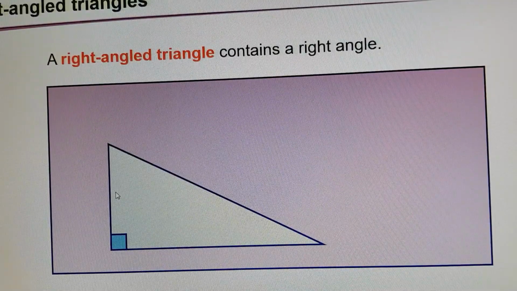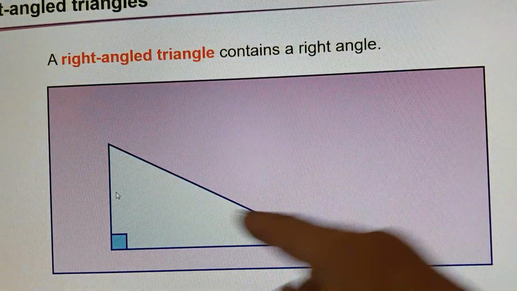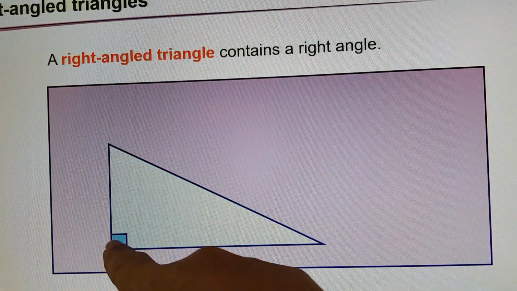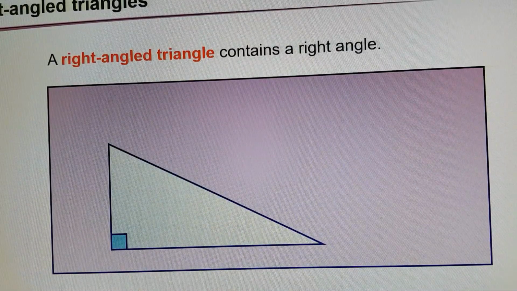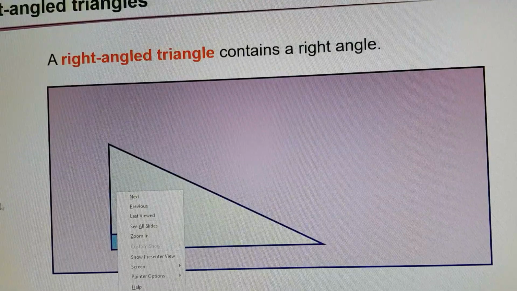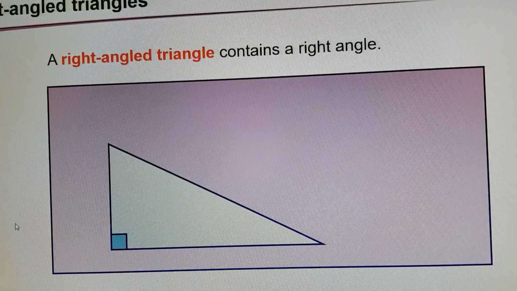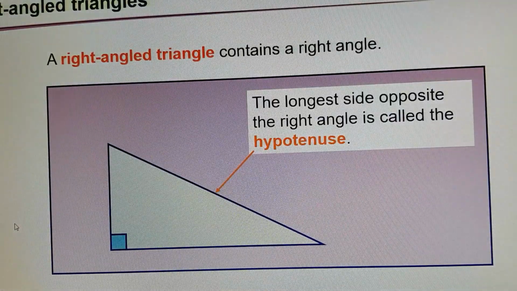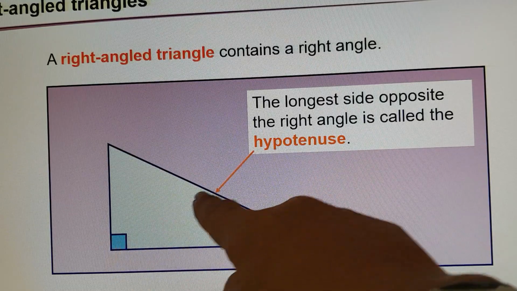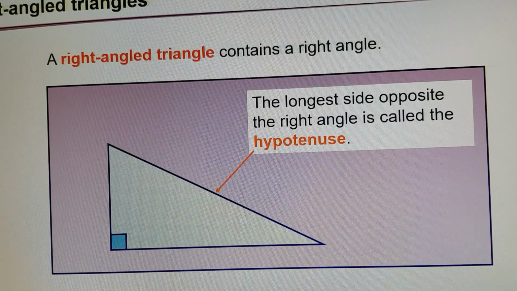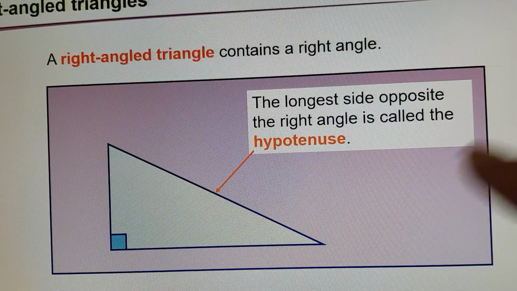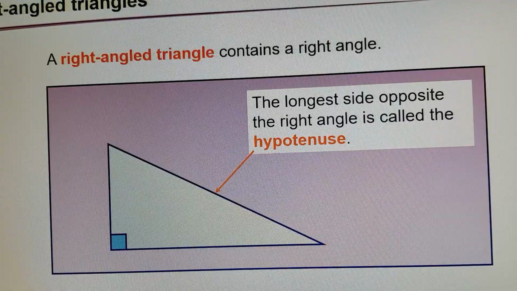In every case, we have a triangle, and we denote a right angle using this little square in the corner. The longest side of a triangle is called the hypotenuse. You know where it is because it's diagonally opposite the right angle box. You need to know that word because it's going to come up again in the future, but the longest side of a triangle is called the hypotenuse.